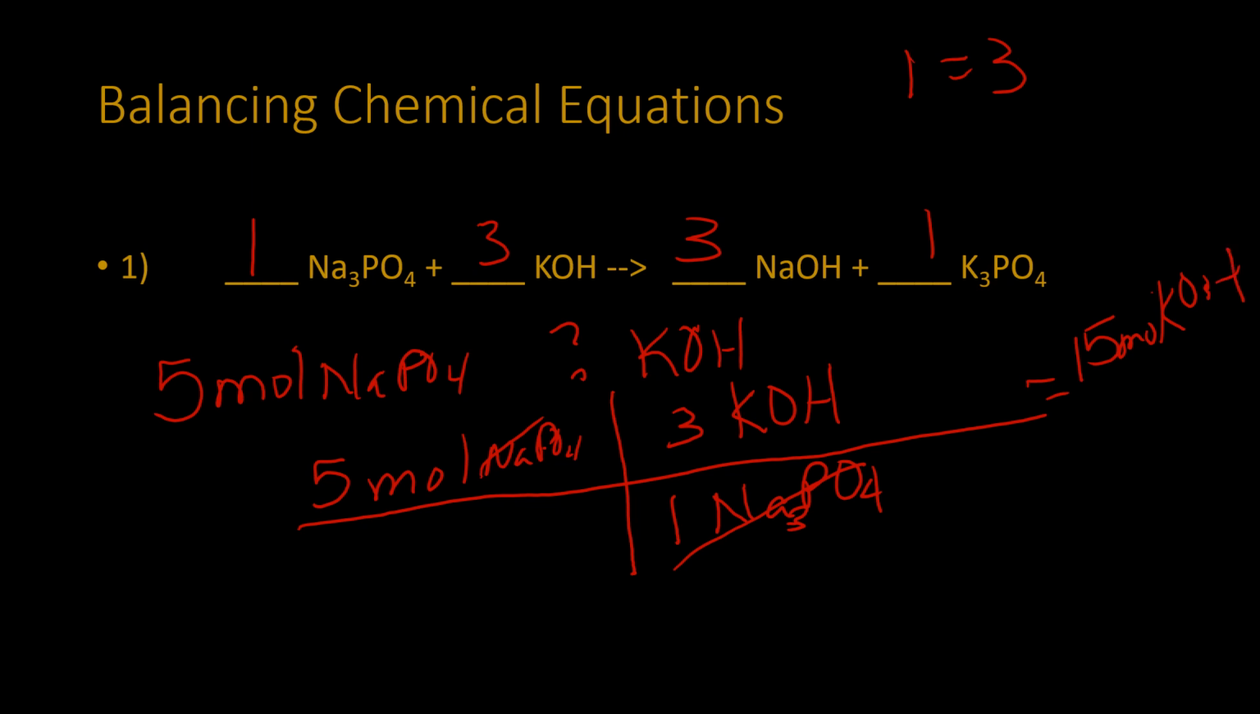So by knowing the ratio, then we can figure out how many moles of one of the products we're going to have because the ratio is still the same. It would be 1 mole of sodium phosphate to 3 moles of sodium hydroxide.